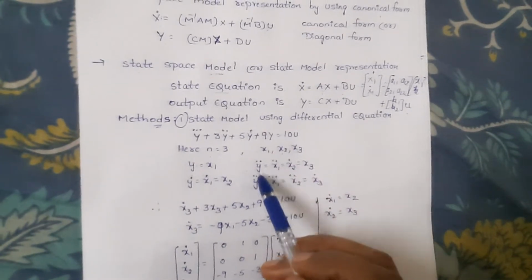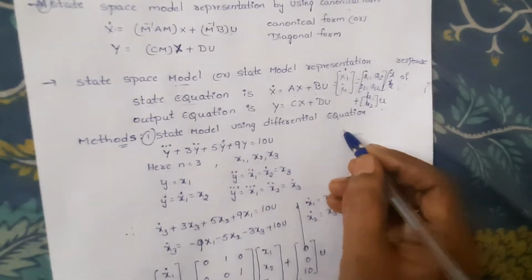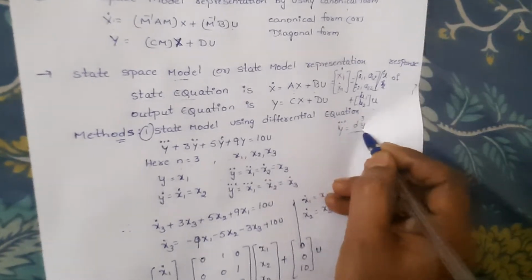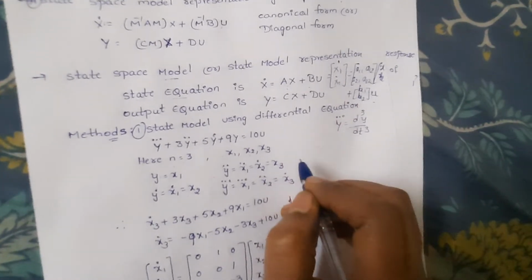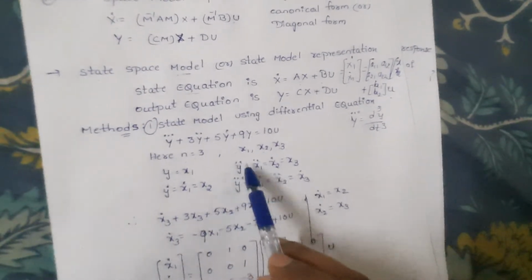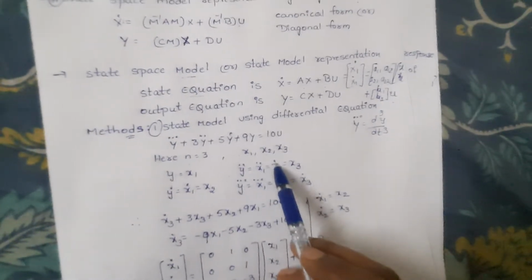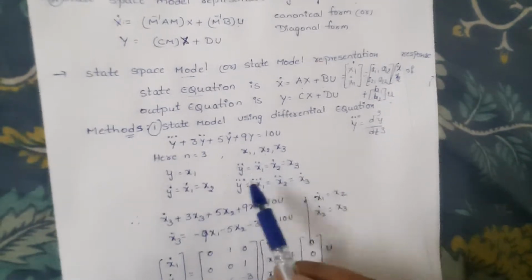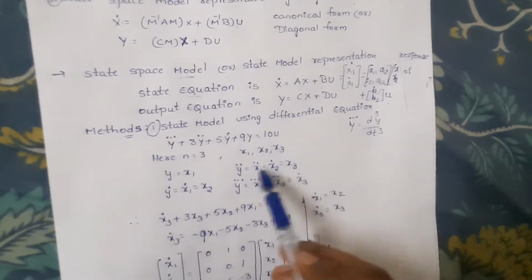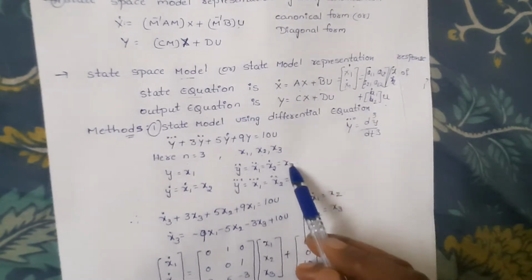And what do you mean by this dot? y triple dot is nothing but d cube y by dt cube. So y double dot means d square y by dt square is equal to d square x1 by dt square is equal to dx2 by dt is equal to x3. Or else y double dot is equal to x1 2 dots equals x2 dot equals x3. Again 3 dots: x1 3 dots, x2 2 dots and x3 1 dot.